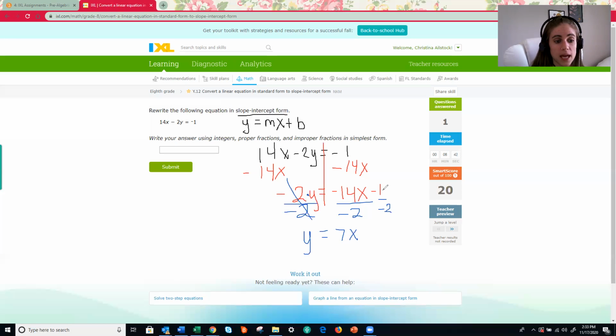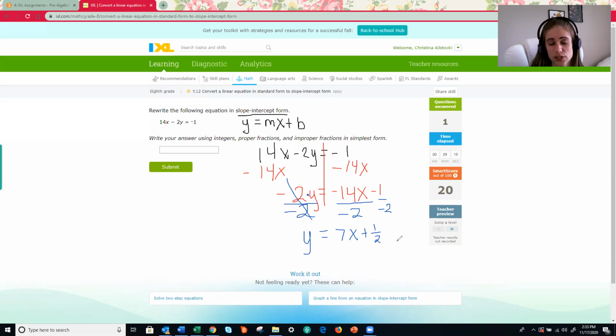That's okay. And then negative 1 divided by negative 2. I can't divide and get a whole number. I don't want to write it as decimals because if I look up here in my directions, write your answer using integers, proper fractions, and improper fractions in simplest form. So I don't want to convert to decimal. That's not in the directions. It'll be wrong if you do. So I just need to simplify. Well, the only thing I can simplify is that I have a double negative. A negative divided by a negative is a positive.